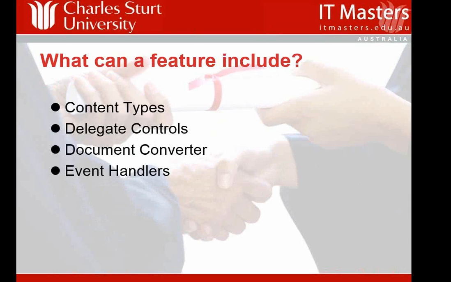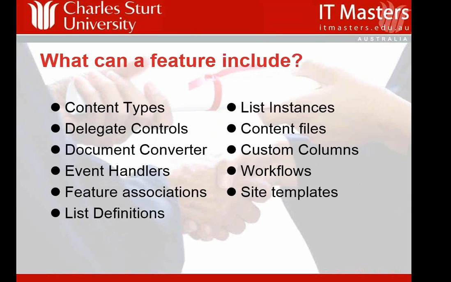Now, what can a feature include? A feature can include lots and lots of stuff. We can do things like deploying custom content types. We can do delegate controls, which we'll touch on later. We can push out document converters, event handlers, and custom code for those. We can do list definitions and instances of lists and push data into those lists. We can do just content files that need to be pushed into a site. I can create custom columns that can be used inside of content types. I can push out workflows. I can do site templates.